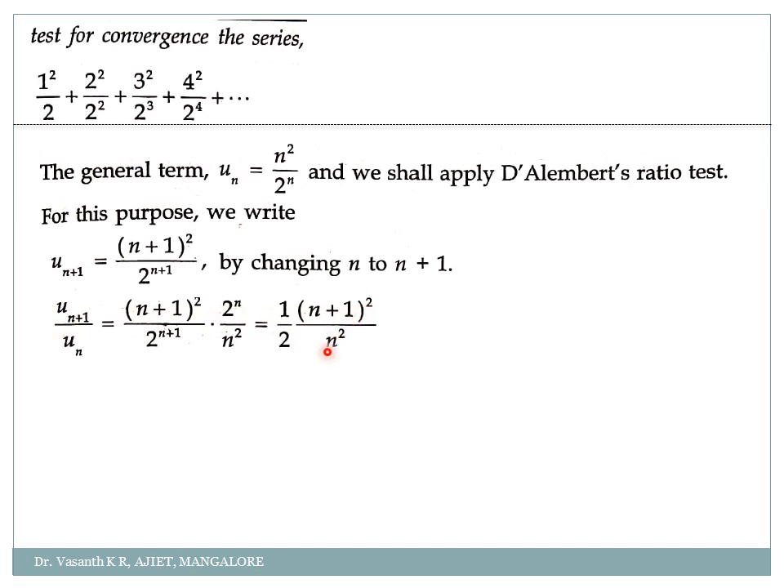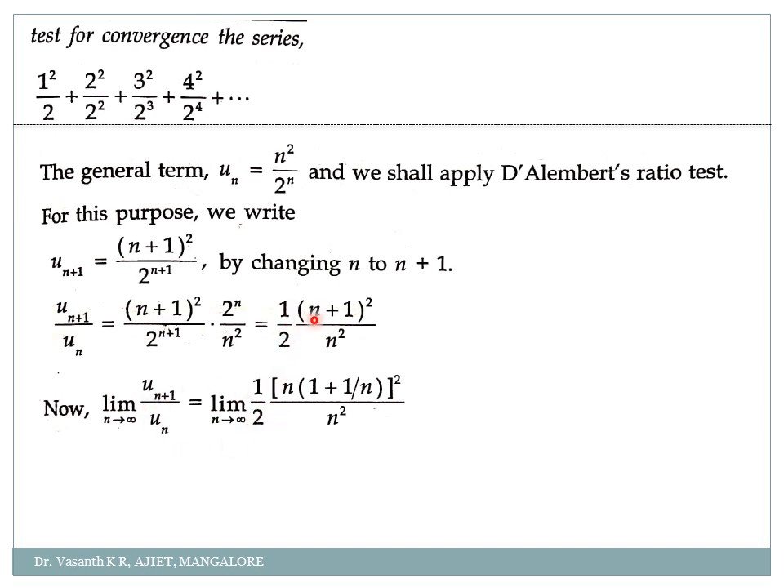Done. Now, when I apply the limits, I know that 1 by n will become 0, correct? 1 by n or 1 by infinity is 0. So somehow I need to get n to the denominator here. So what can I do? Can I take n outside from the numerator? Yes. So next step, when I apply the limits, in the numerator I have taken n outside, 1 plus 1 by n the whole square divided by n square.